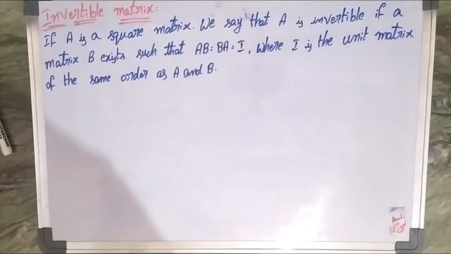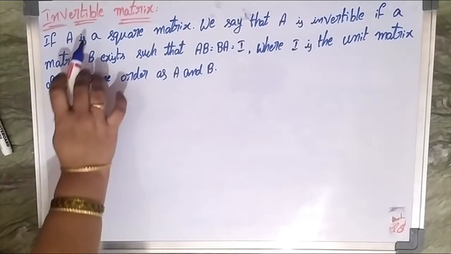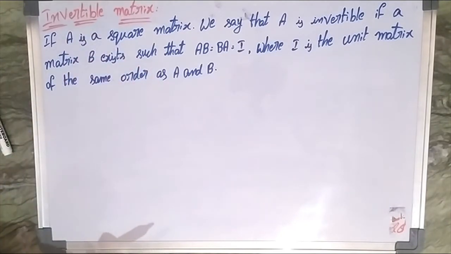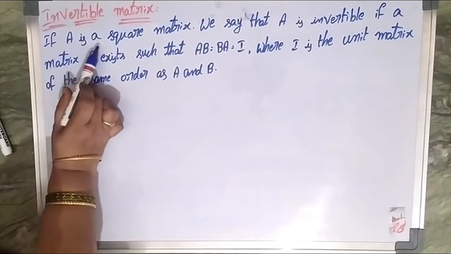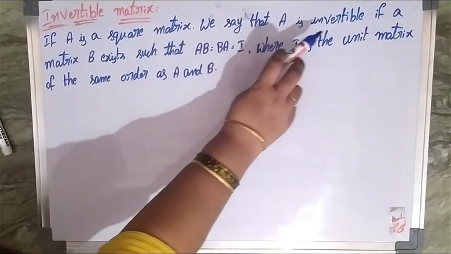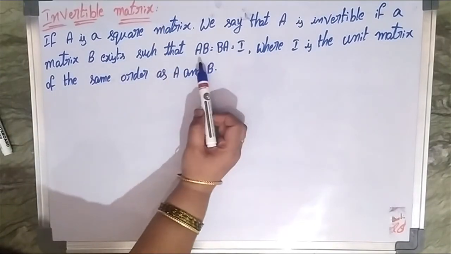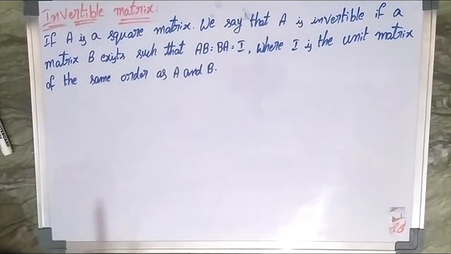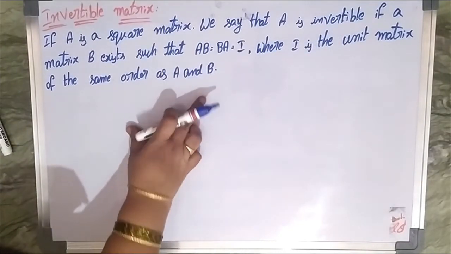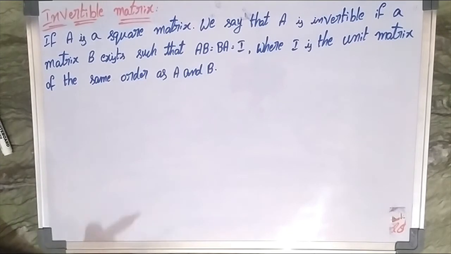Next, we will discuss the next definition, the invertible matrix. If A is a square matrix, we say that A is invertible if a matrix B exists such that AB equal to BA equal to I, where I is the unit matrix of the same order as A and B. This is the invertible matrix definition.